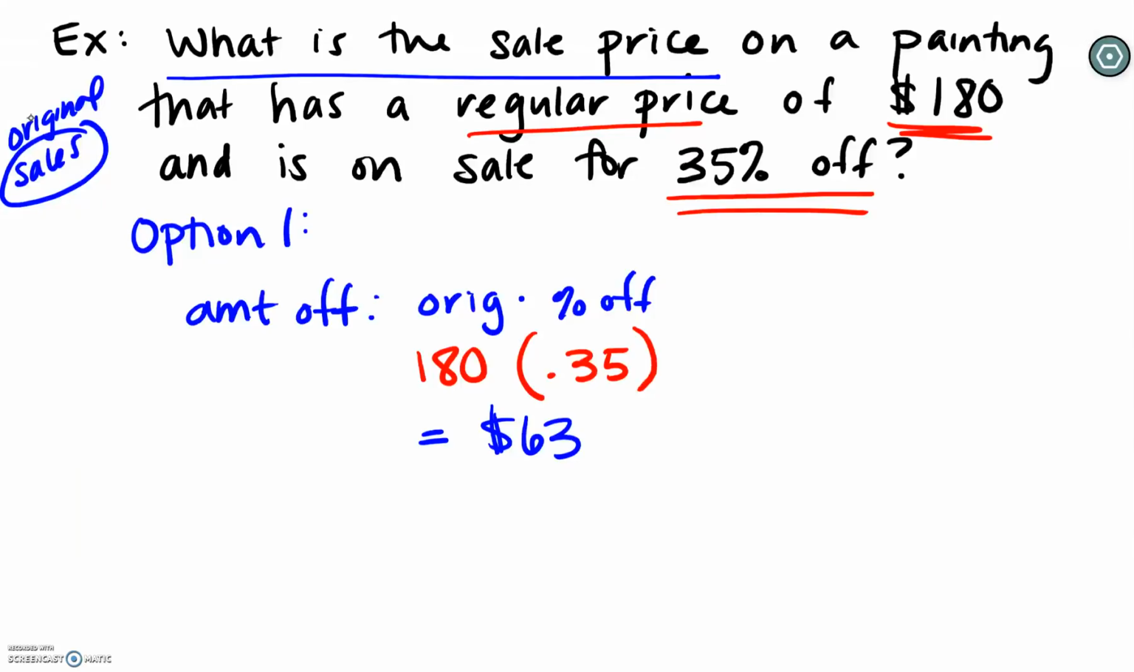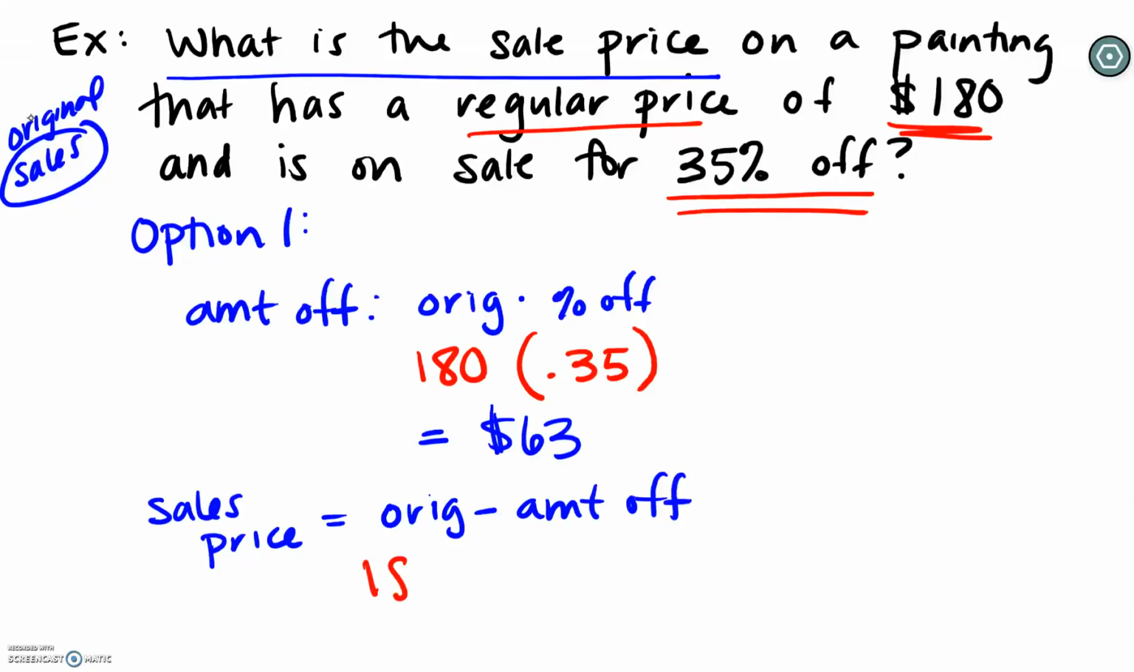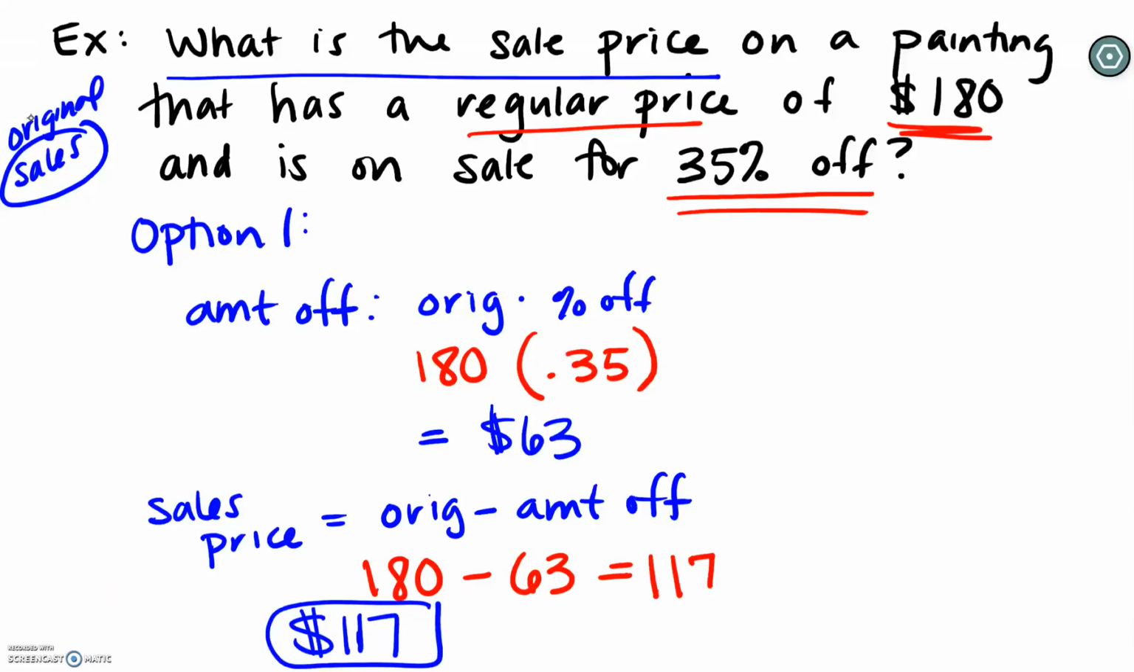And then we have our second step. So sales price. Well, that's just going to be the original minus the amount off. So in our case, was $180. We're saving 63. That means that we're going to pay $117. I'm actually going to do math on my calculator because it's been a long day. $117. All right, so there is our final answer. The sales price of the painting is $117 even. Now remember, we have that sweet shortcut that Oscar helped us out with.